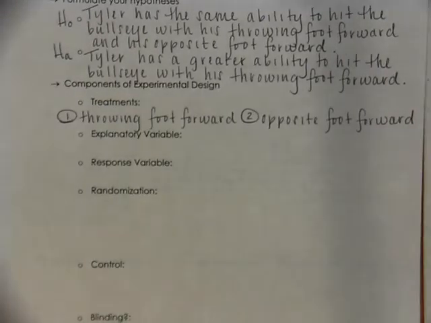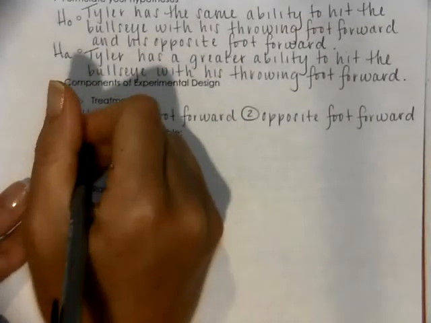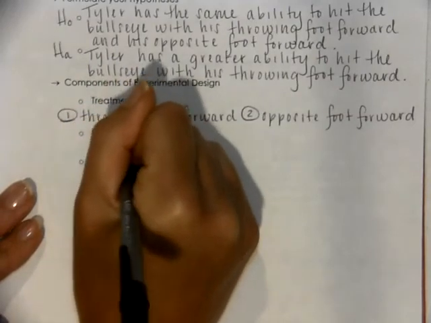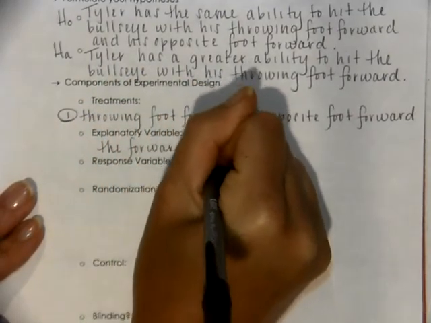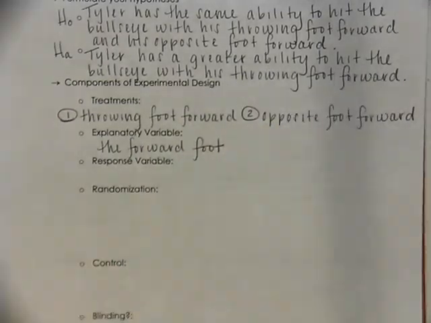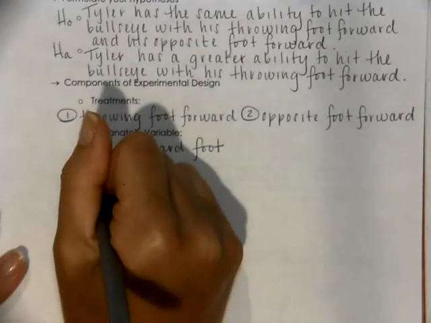Explanatory variable. What is the researcher manipulating or changing here? Well, they're changing the foot that is forward. Our response variable. Remember, our response variables are variable of interest. What are we interested in here? Well, we're interested in whether he hits the bullseye.